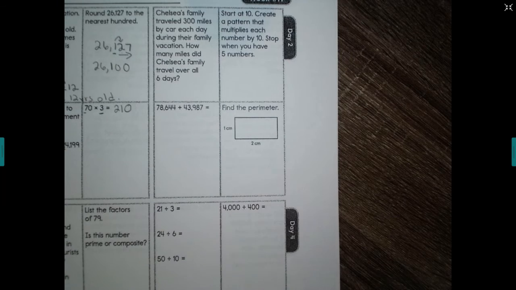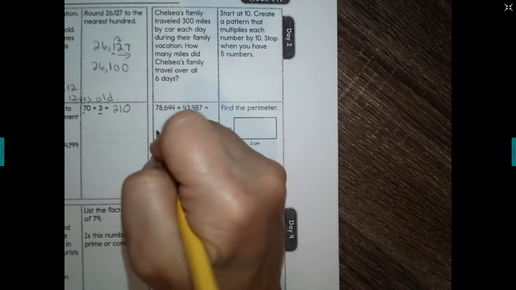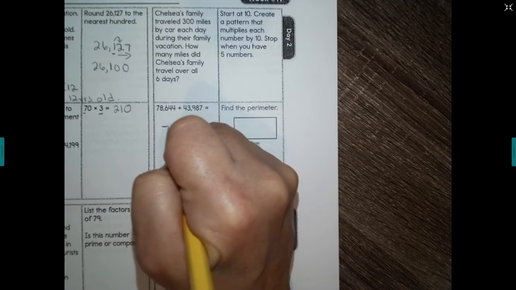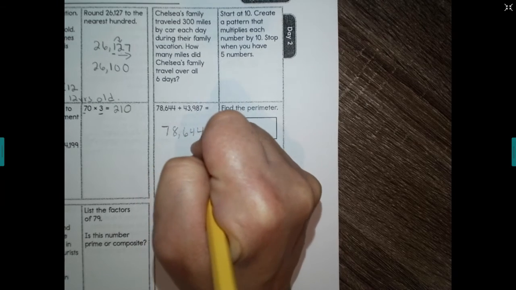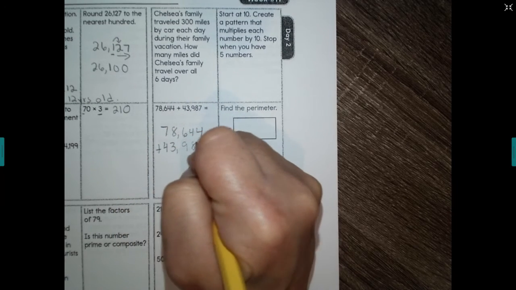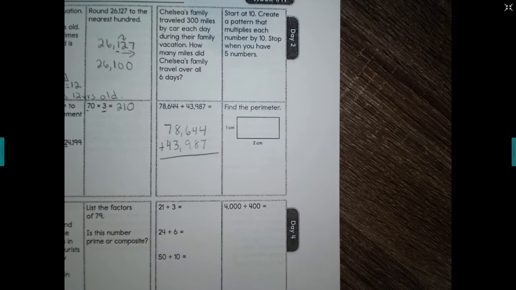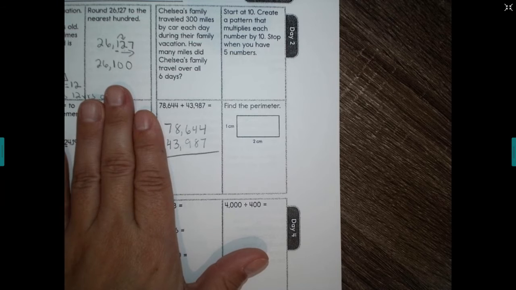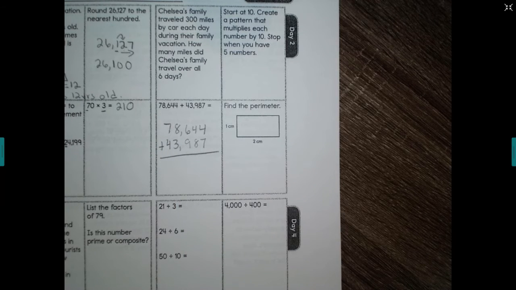All right, let's look at the next problem. I'm just going to rewrite this. 78,644 plus 43,987. So write the numbers so that they're stacked on top of each other. Then I'm just going to add each column going from the ones all the way to the 10,000s.